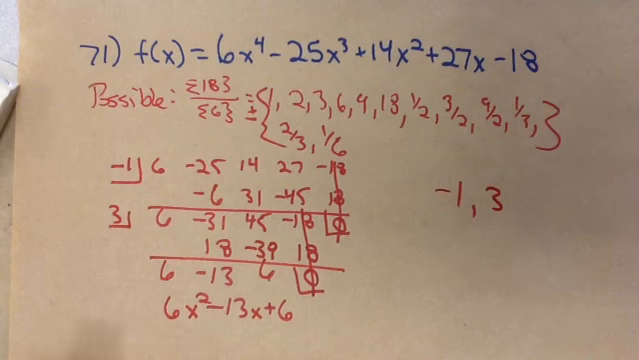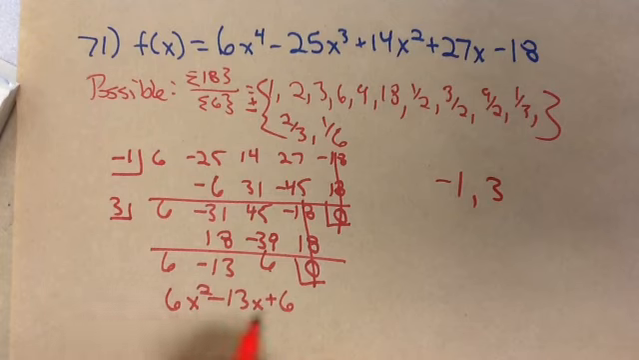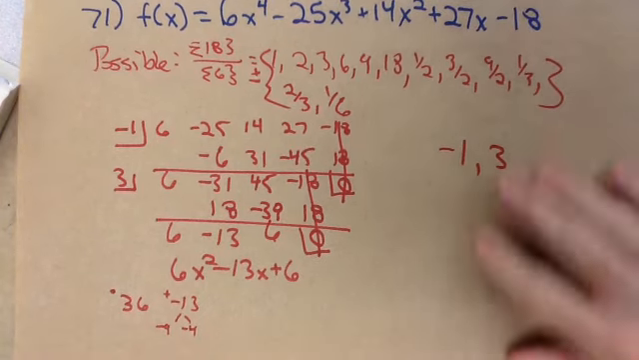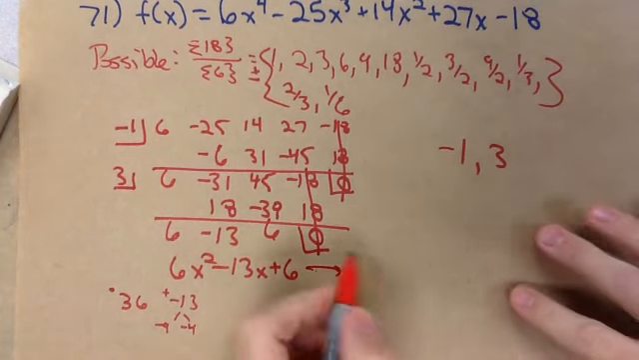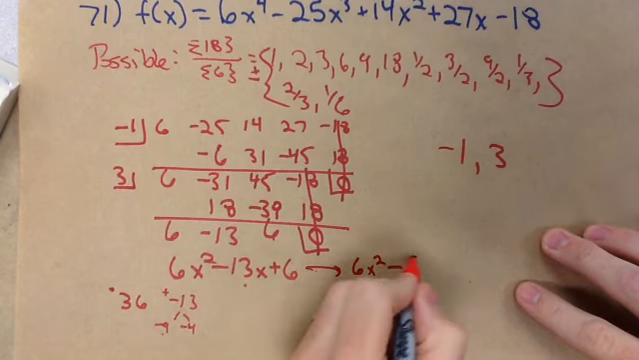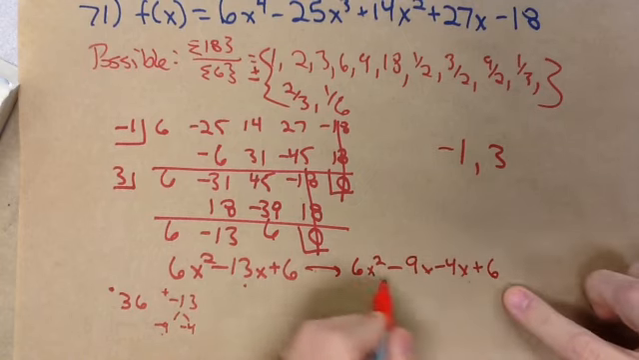Now, we could check quadratic on this one, or we could look at factoring. So I'm looking at what can I multiply to get 36 that adds to negative 13. It looks like I could do negative 9 and negative 4. So I'm going to turn this into 6x squared minus 9x minus 4x plus 6, because this lets me now factor by grouping.